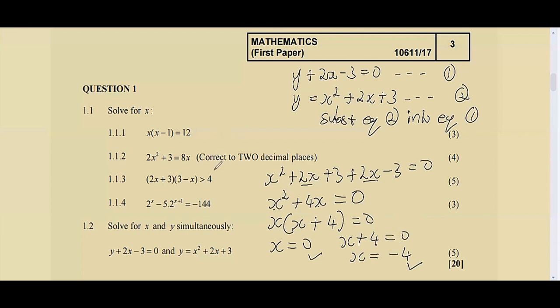But then remember, I'm solving for x and y simultaneously. So after I've found the two values for x, I also need to find two values for y. So I'm going to say for x is equals to 0, then substitute it into equation 2 because it's already in standard form. This is y. Then where there's x, just substitute 0. And then my y is equals to 3.